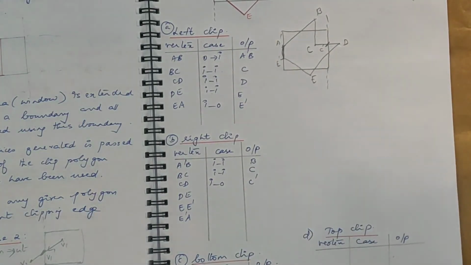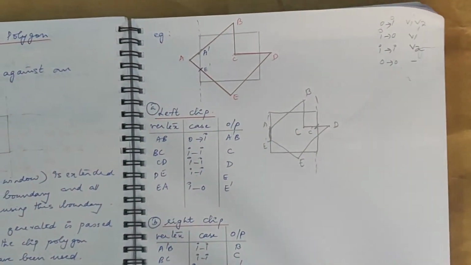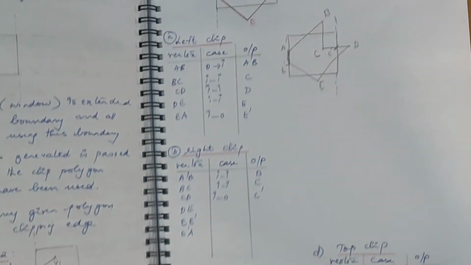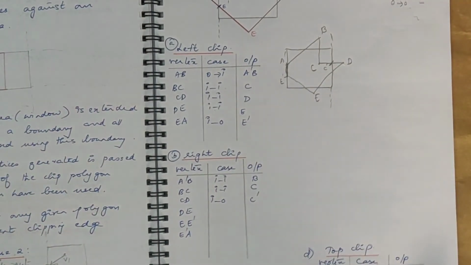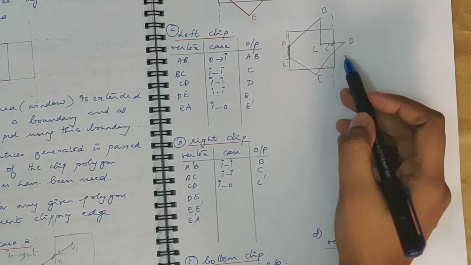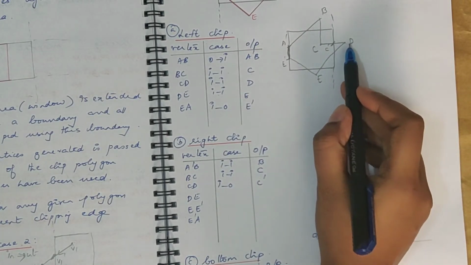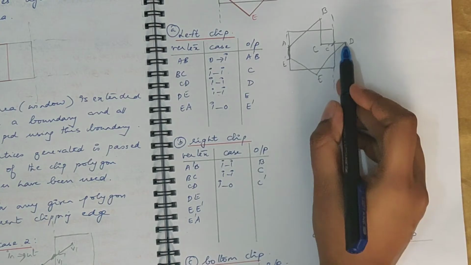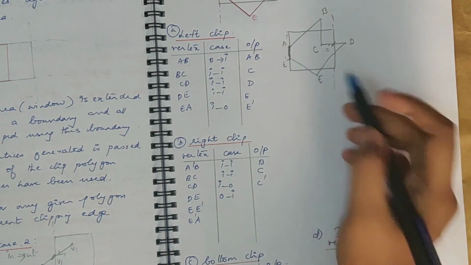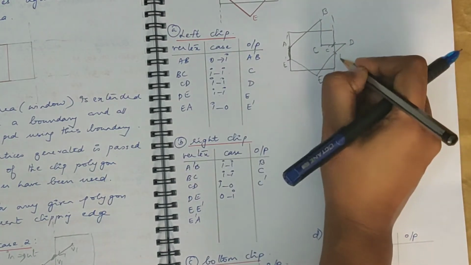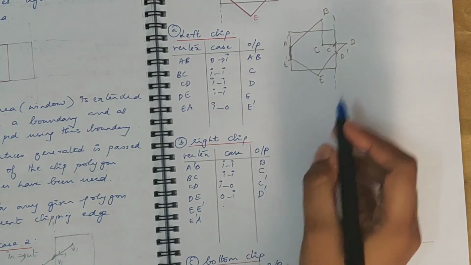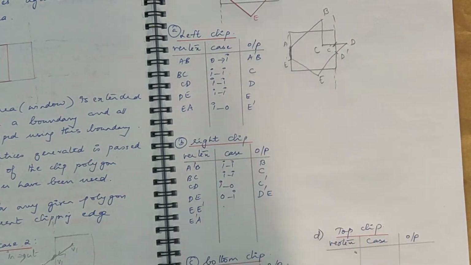So you just have to learn those 4 cases. These 4 cases you have to learn. What happens for all these 4 cases? If you learn those 4 cases, you can easily do this problem. So now next DE. So DE is another case where D is outside and E is inside. So this is a case where you have outside to inside, right? So when you have outside to inside coming, the point of intersection D dash, and then E, will be added to the output list.